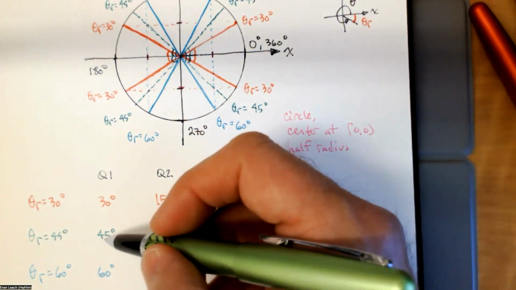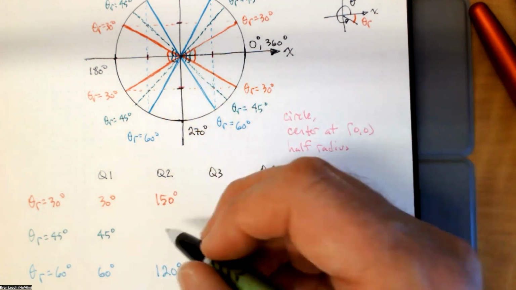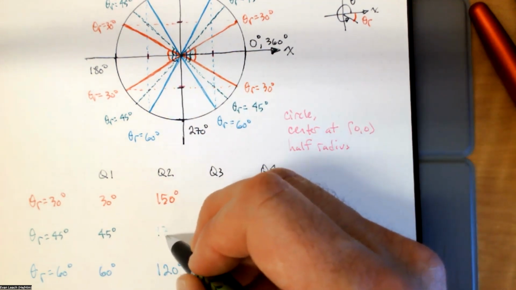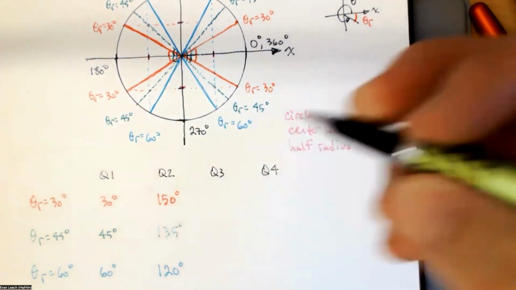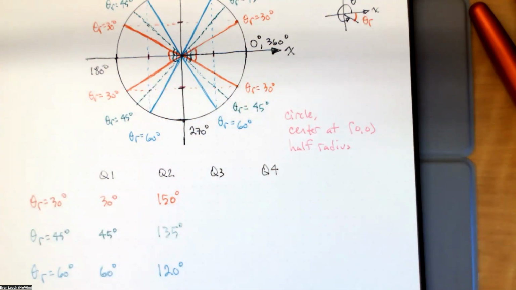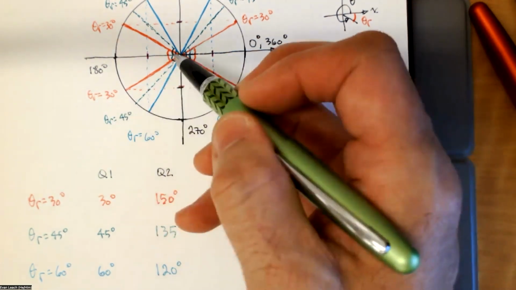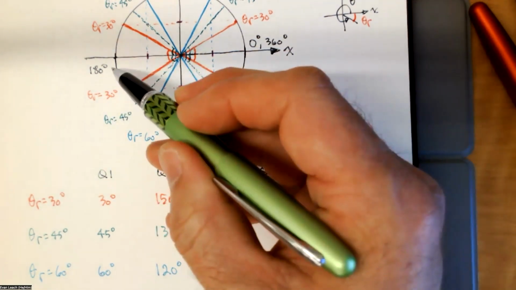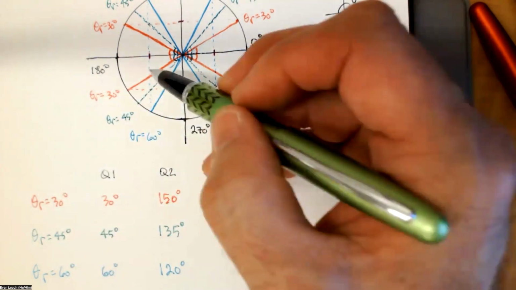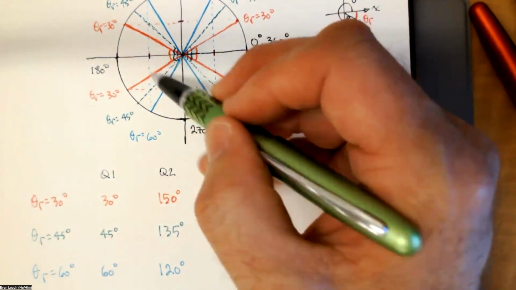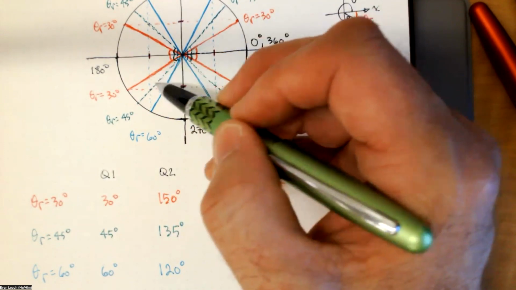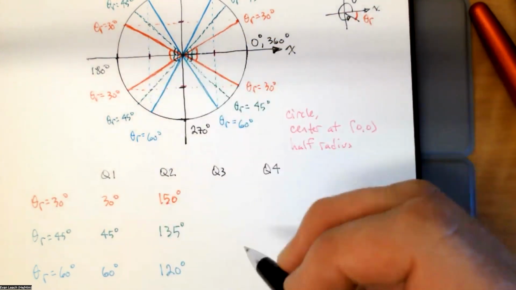What's a 45-degree reference angle in quadrant 2? 135. Keeping with this 45-degree reference angle, because I have the green pen in my hand, what is a 45-degree reference angle in quadrant 3? So something between 180 and 270, that's 45 degrees away from the negative x-axis. 225.